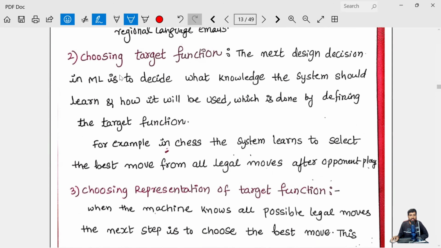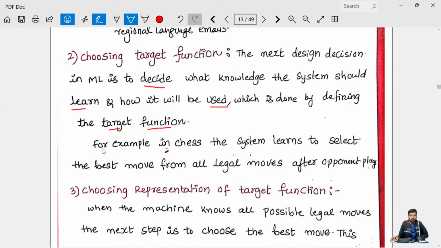The next design step in ML is to decide what knowledge the system should learn, and how it will be used, which is done by defining a target function. So please remember, choosing the target function means we think about what knowledge the system should learn. What are the basic things the system is going to learn, and how will it be used? When you learn something, how will it be useful in the future?